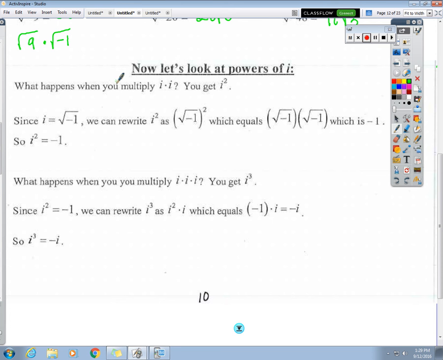Okay, so what happens when you multiply i times i? Don't you get i squared? Kind of like x times x is x squared, so i times i is i squared. Well, didn't we already learn up top that i equals the square root of negative 1? So if you have i times i, which is i squared, wouldn't that just mean you put a squared on that square root of negative 1?